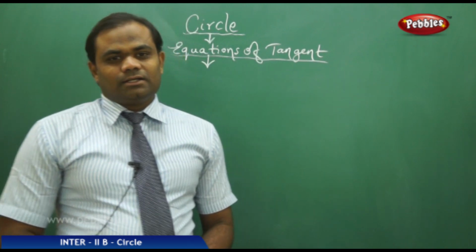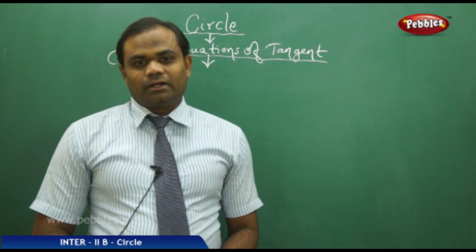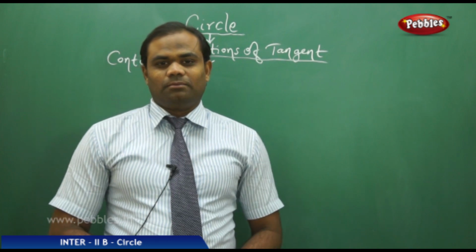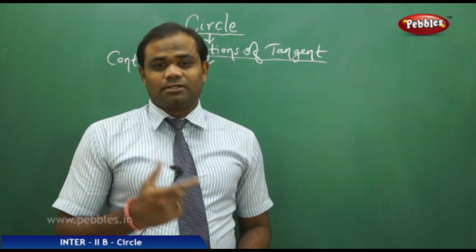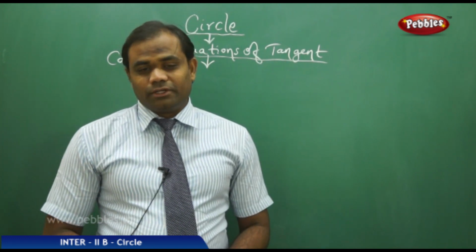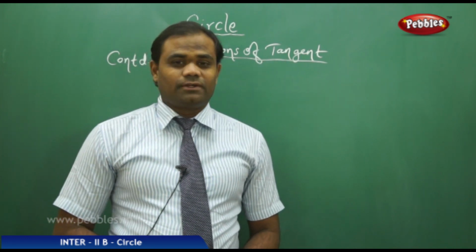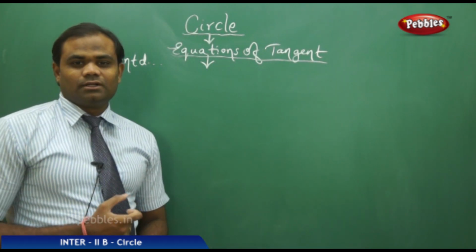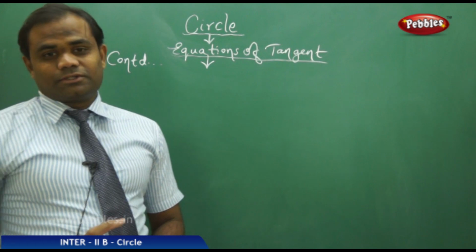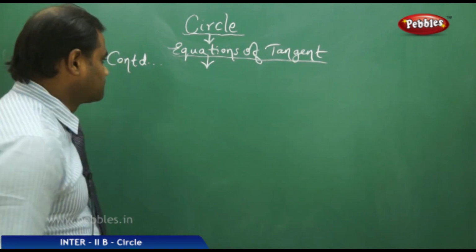Now let's see the equation of tangent where the circle is not in the standard form. What if the circle is in general form? What if the center of the circle is not the origin? Also, we need to derive the equation of tangent. So let's see for a general equation of circle how we can find the equation of tangent.